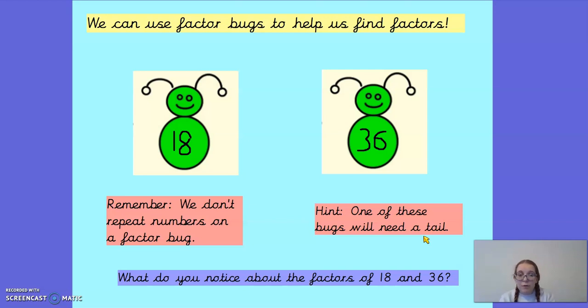I don't need to put 3 on there twice. I just turn it into a little tail at the bottom of my factor bug. Now remember, we do not repeat our numbers, so make sure you don't give your factor bug too many legs, otherwise it might feel a bit clumsy. And then a little think question for you. What do you notice about the factors of 18 and 36?